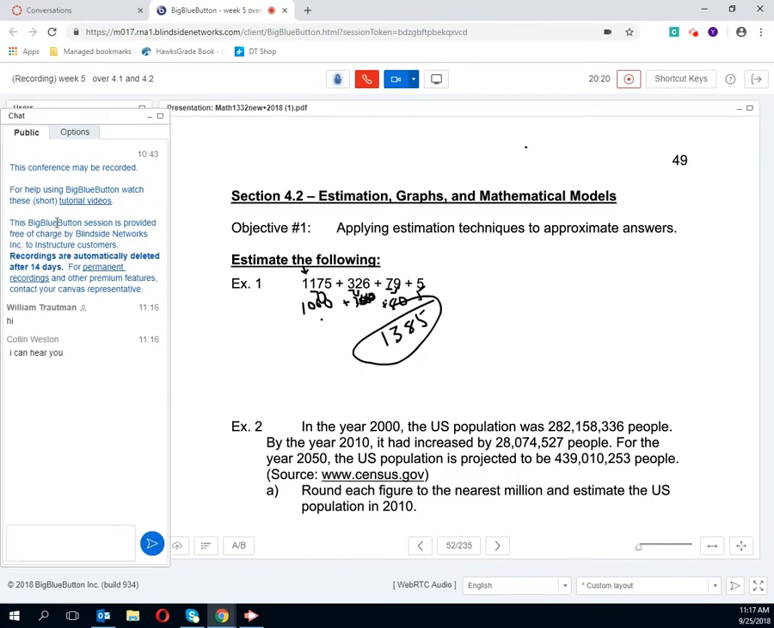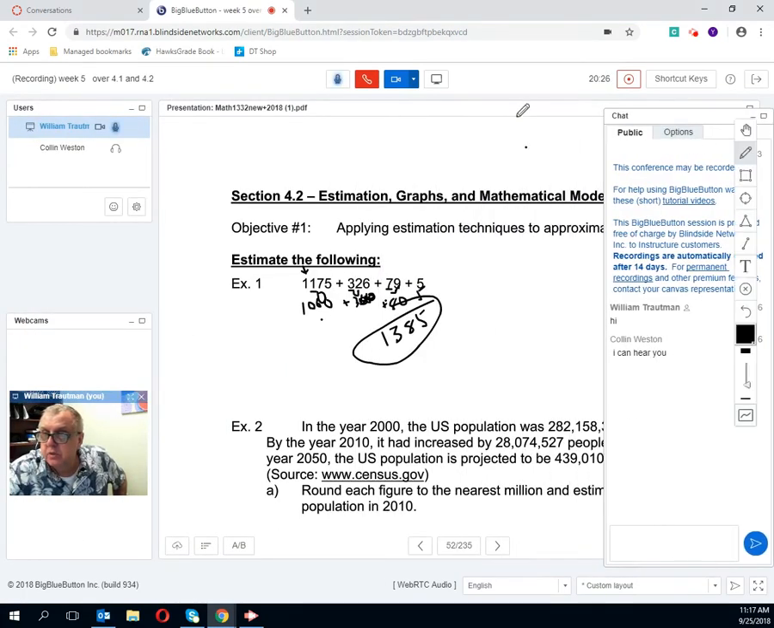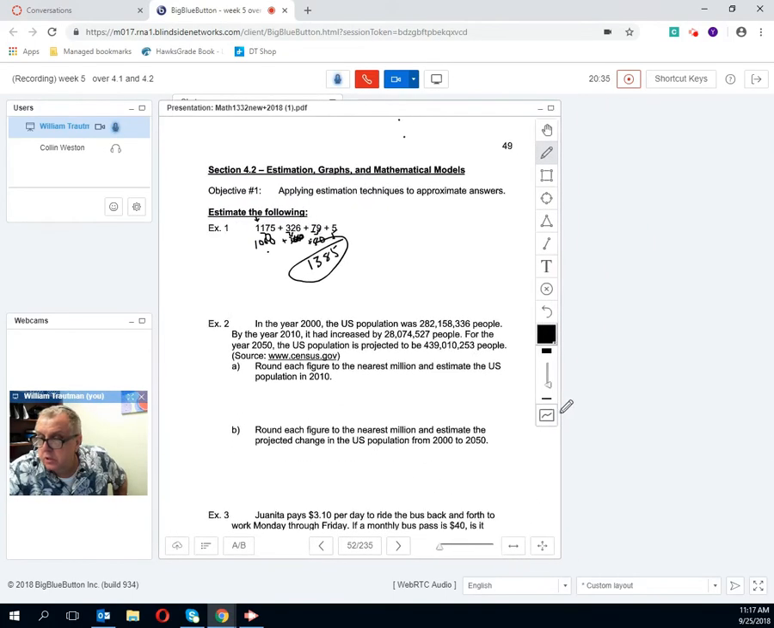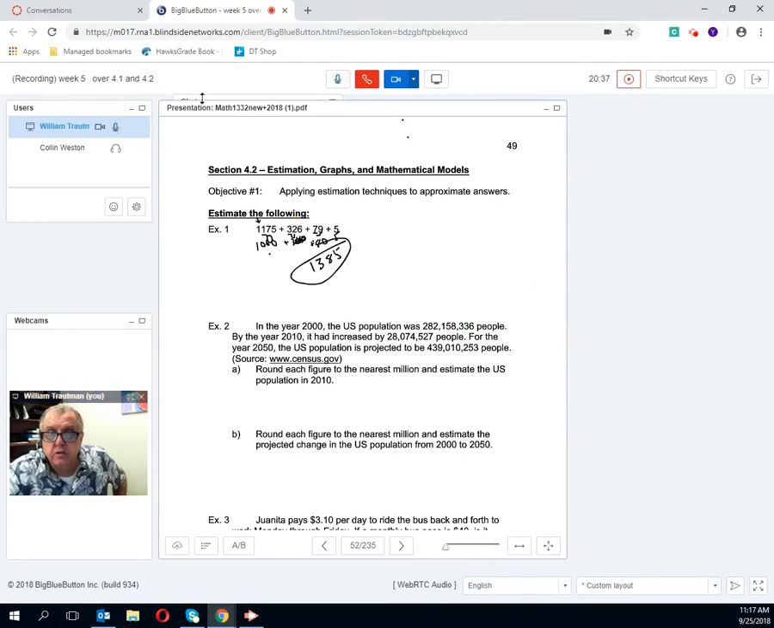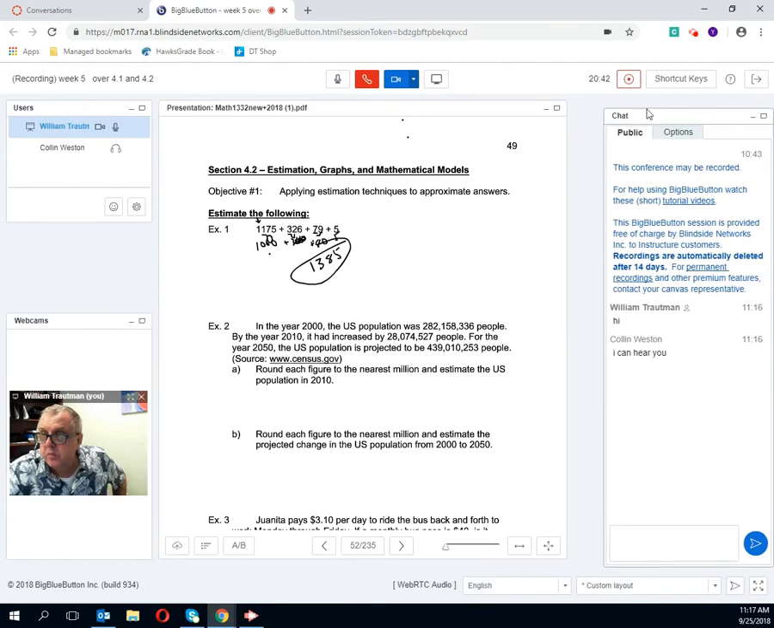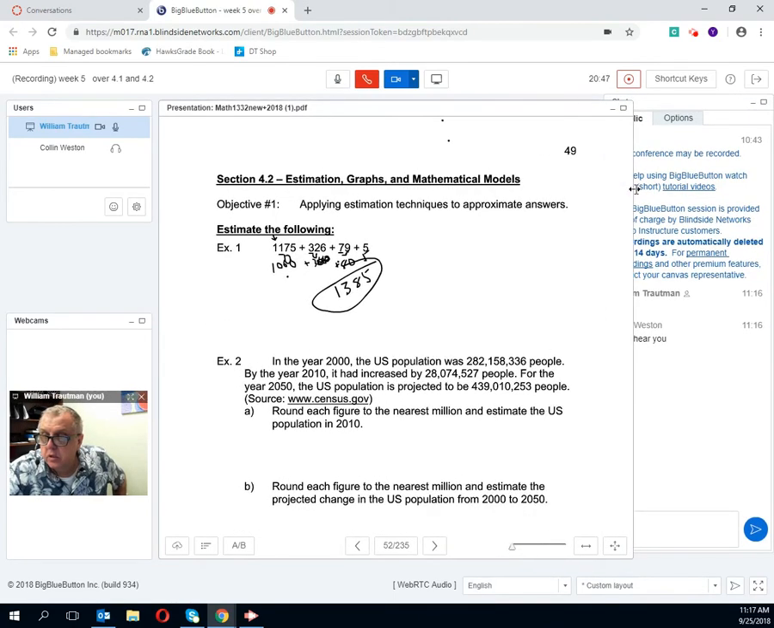Let me move this chat box a little bit. I don't know where to move it to. Let me see if I can just move this over. There we go. Unfortunately, I think that made everything smaller. Okay, so that might help me out a little bit. Okay, so I'm still moving on.